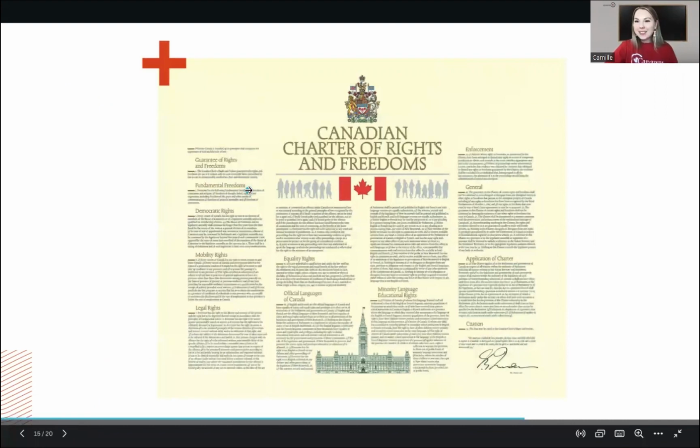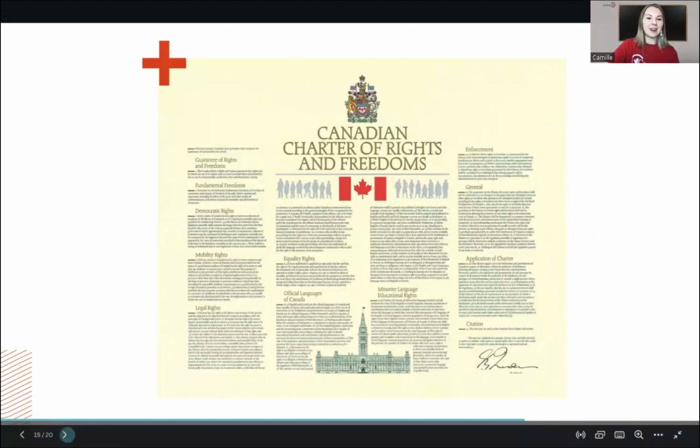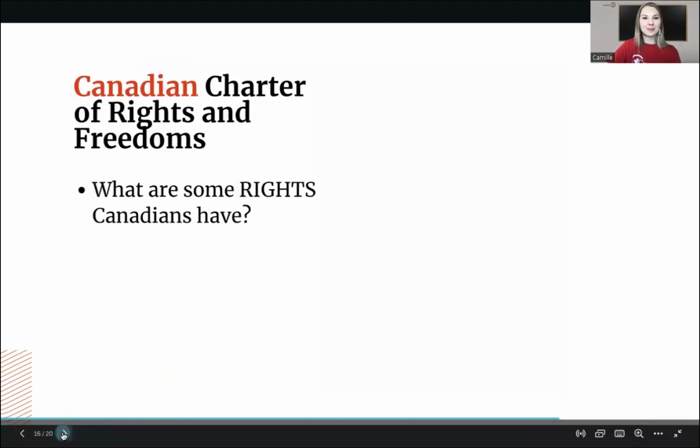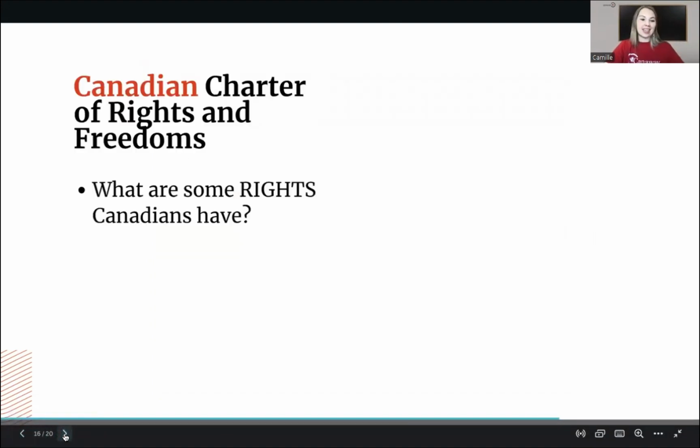So taking another look at our document, the building at the bottom is the Canadian Parliament building in Ottawa, the one that you would have seen in that video where all the people were standing outside. So if we look at the previous one, we're kind of answering our question here about the rights and freedoms that we have as Canadians.